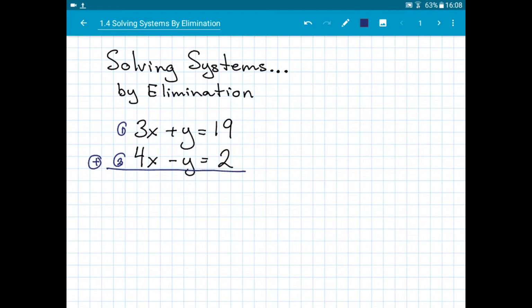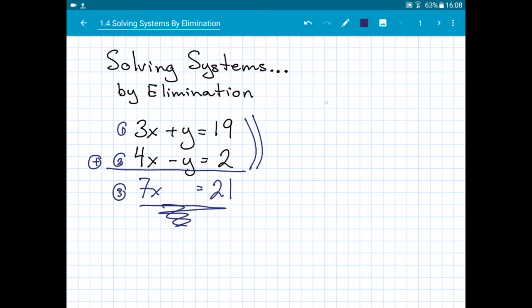If I have 3x and I add 4x to it, I get 7x. And when I add y plus minus y, I get nothing, so I'm just going to leave that off. I get 7x equals 21. Now, this is equation 3. And equation 3, when taken together with either of the other two, will give you the same solution as the original equations. We saw that in the previous video.